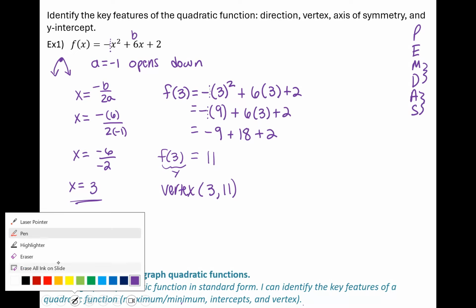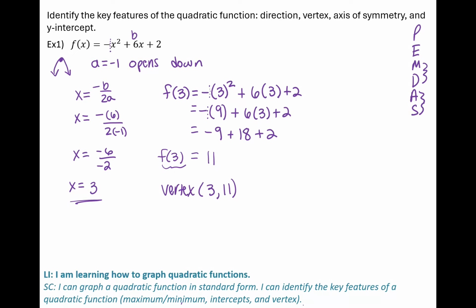All right, so we've made it through direction and vertex. The next thing we need is the axis of symmetry. The axis of symmetry is actually the same equation we used up here to find our x, because it always goes through the vertex of our parabola. So it's going to be x equals 3. There's our axis of symmetry.